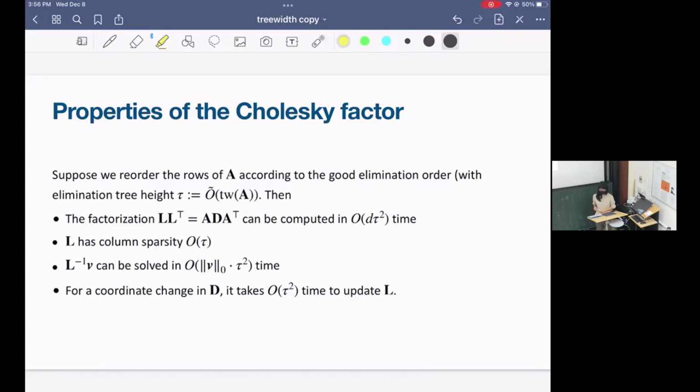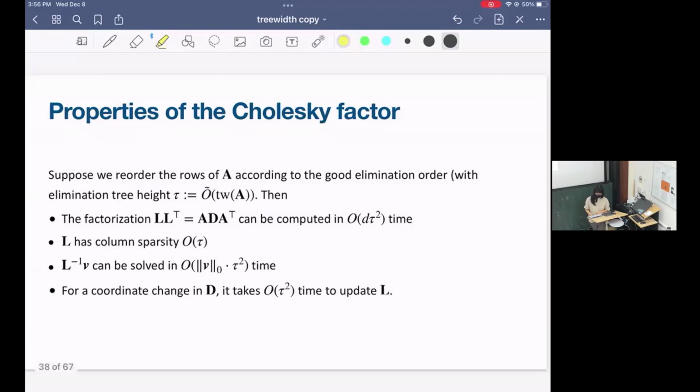So when a coordinate of D changes, actually what's happening is that you're rescaling the column of A and the row of A transpose.